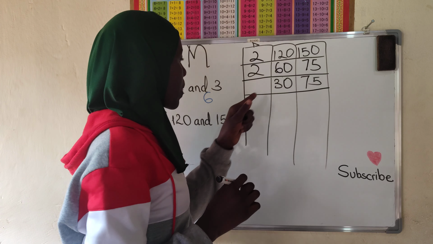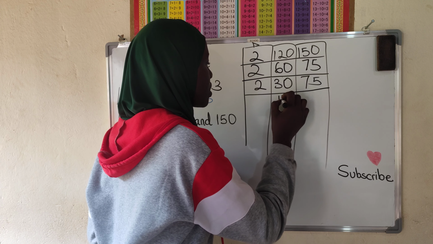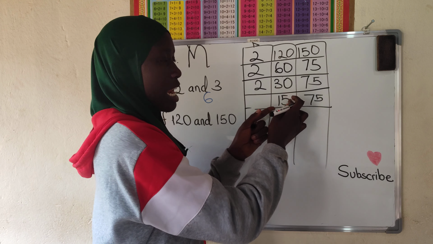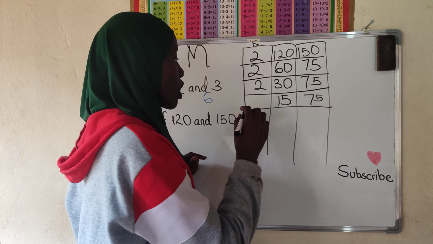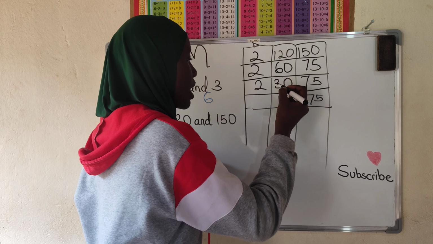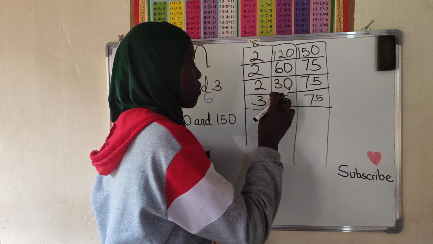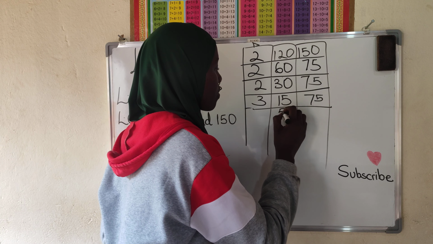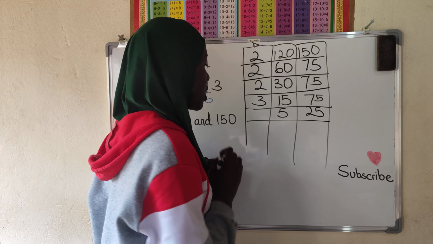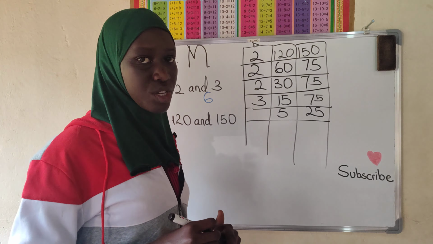Then we divide again, because 2 can still divide the 30. 2 into 30, that will give us 15. This will still remain 75. Since 2 cannot divide any of these other numbers that are left, we are going to go to the second prime factor, that is 3. 3 can divide both 15 and 75 at the same time, so we shall put 3 there. 3 into 15, that will give us 5. 3 into 75, that will give us 25. Then we proceed. 3 does not divide both 5 and 25, so it cannot be used in this case.